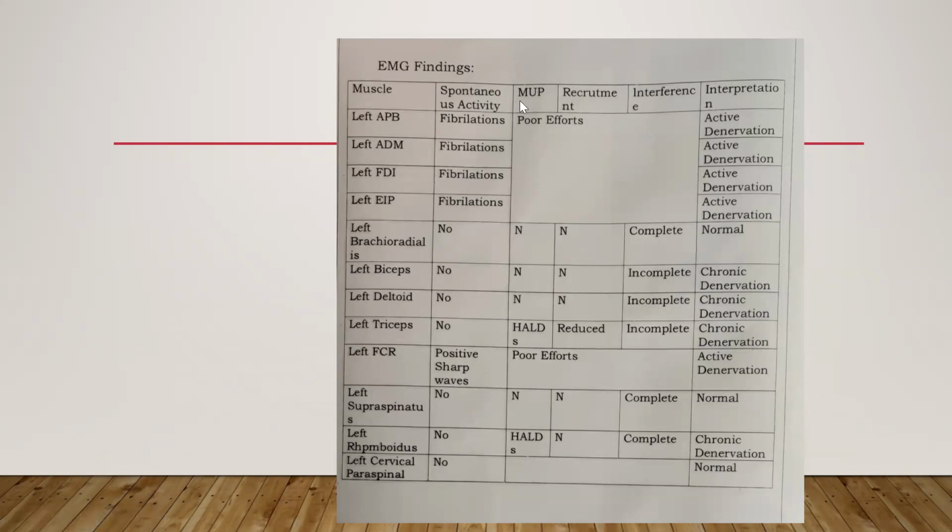All of them are involved. Deltoid and biceps are involved. Deltoid is not normal. There is also chronic denervation in the deltoid. So it's a pan-plexus involvement only, plus roots involvement. Okay, one minute.